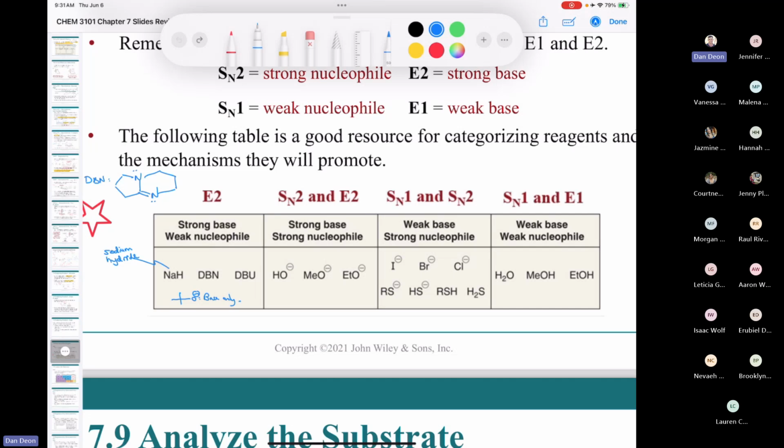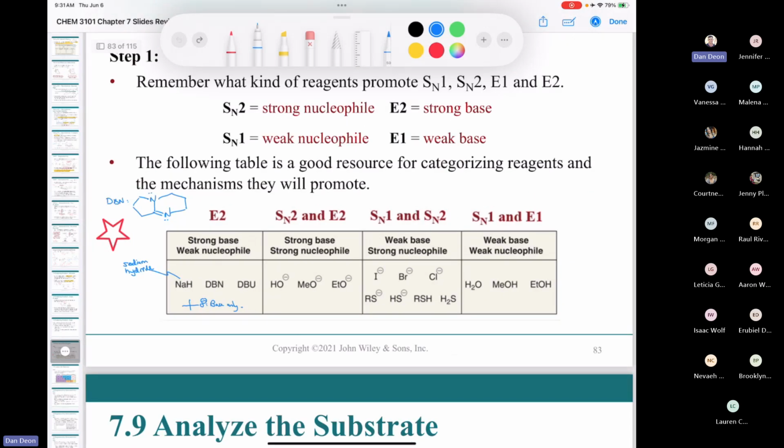If you have a weak base that's a good nucleophile, that's going to be good for SN1 and E1. And then finally, solvolysis or SN1 and E1 reactions, that's going to be water and alcoholic solvents. So again, good idea to memorize this table. You will not be given this.